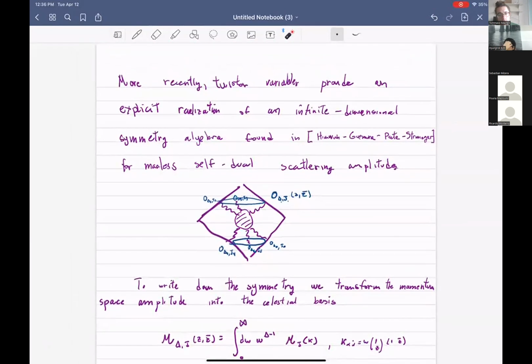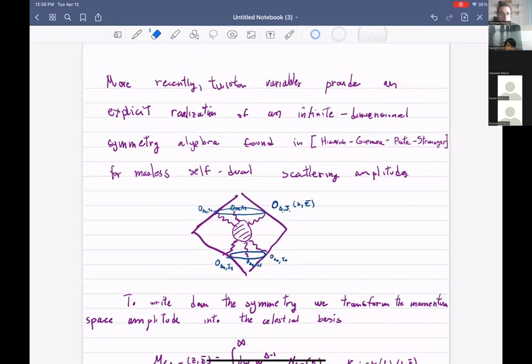Okay, so those are historical points, but more recently, we have observed that Twistor variables appear to provide a novel realization of an infinite dimensional symmetry that was found in this work in collaboration with people at Harvard. That pertains to the self-dual sector of massless scattering. So we can discuss that later, but roughly we would think of MHV amplitudes, but it also holds at loop level. So it's actually a powerful constraint on these amplitudes.